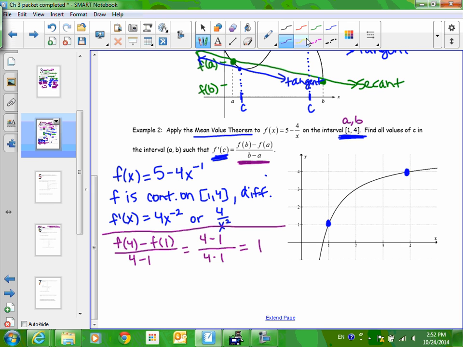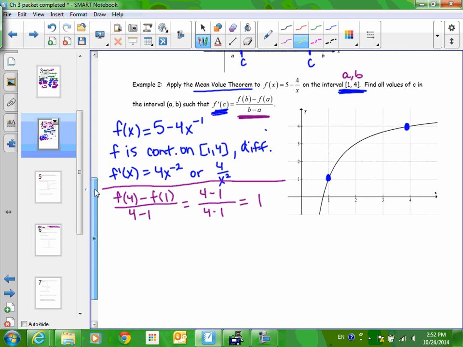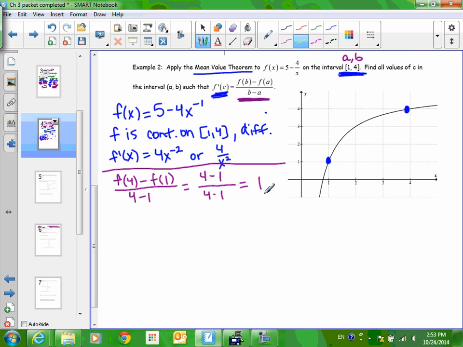What is 1, though, in the context of this problem? That's the slope. The slope of what? The secant. So that line right there, the slope of the secant line, has a slope of 1. Okay? What we're about to do is show algebraically this equaling this.